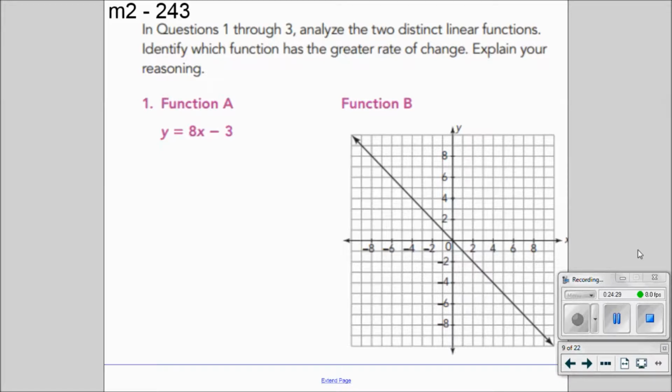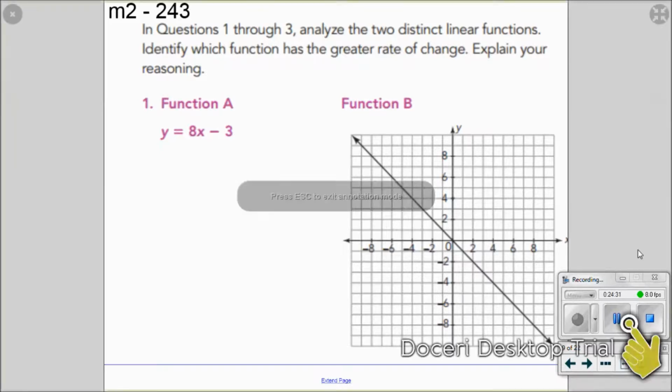All right, so we're over on page 243 now, and we're going to read our directions up at the top. Again, when I stop, everybody is following along. Everybody's reading the next word. So it says in questions 1 through 3, you're going to analyze the two distinct linear functions. You're going to identify which has the greater rate of change and explain your reasoning. Okay, so now they're giving you one equation and one graph. So before they gave you two of the exact same setup, this is a little bit different.